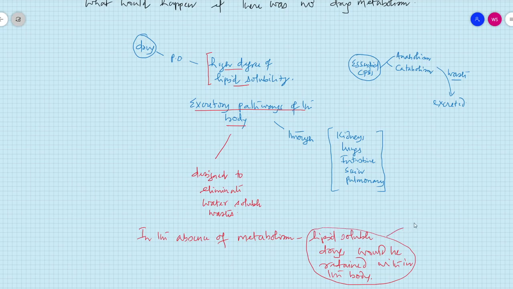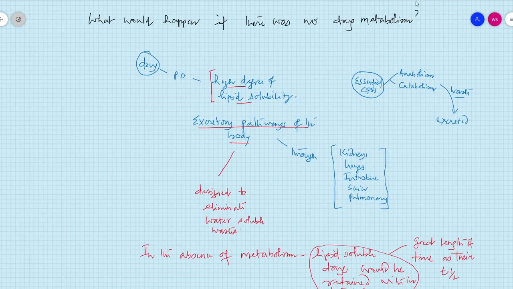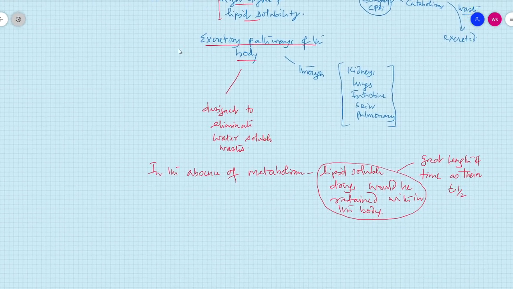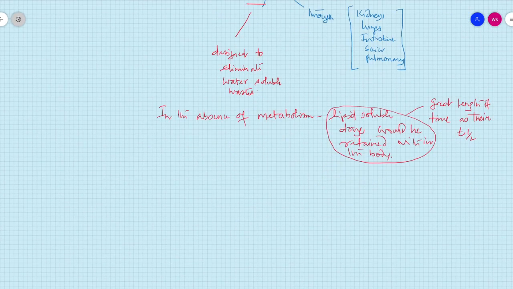Which means this drug would have a very great length of time as its half-life. So in the absence of drug metabolism, lipid-soluble drugs would be retained within the body. That helps us to answer the next question: what does metabolism do to drugs?